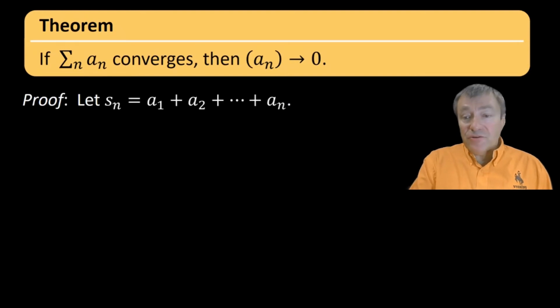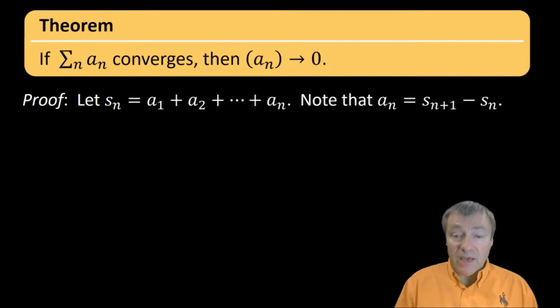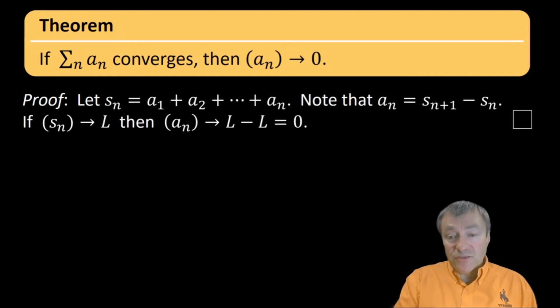To prove our theorem, let's denote the nth partial sum, as usual, by Sn. Note that each term of the series is a difference of two consecutive partial sums. So you get from Sn to Sn plus 1 by adding An. Solve for An. An is therefore the n plus first partial sum minus the nth partial sum.